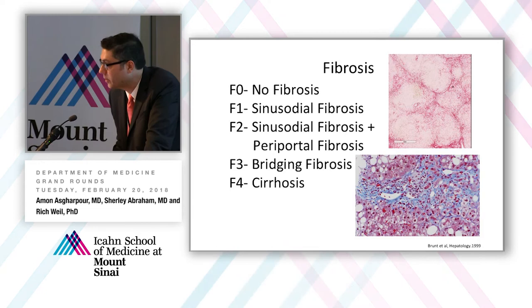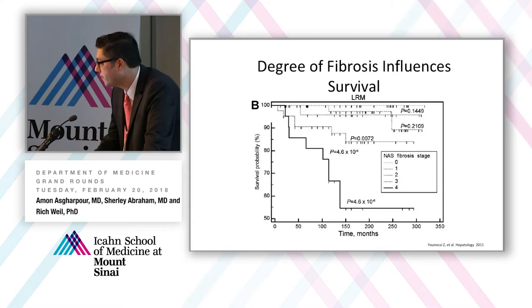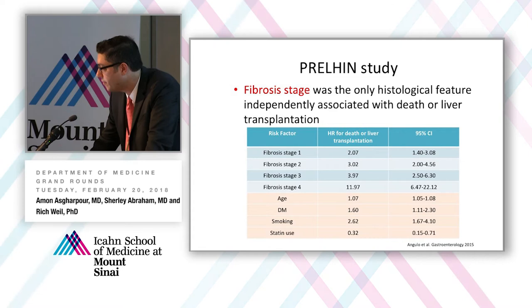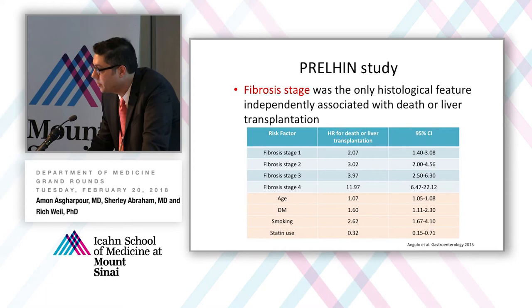So why am I talking about this? Because it matters. The degree of fibrosis influences survival. This is longitudinal data on 300 patients based in the United States that they watched over time. You can see that as you have increasing stages of fibrosis, your liver-related mortality increases significantly. And then this just shows that further. The prevalence study is the best longitudinal study, following patients a minimum of 12 years, but up to 30 years, from the United States, Europe, and Asia, as well as South America.